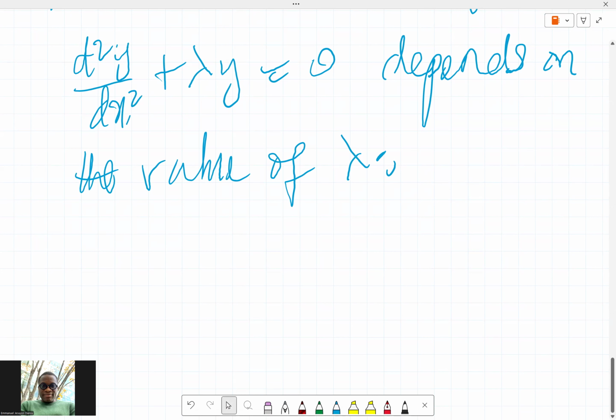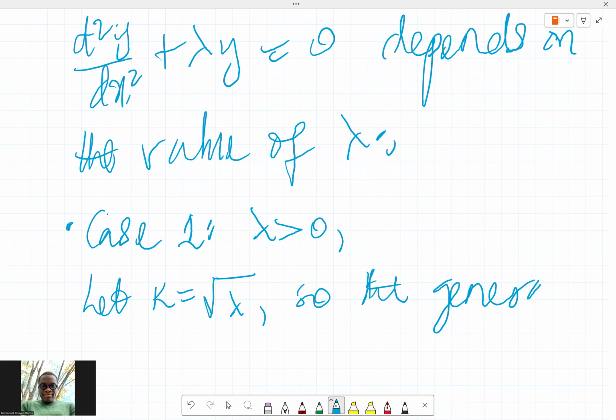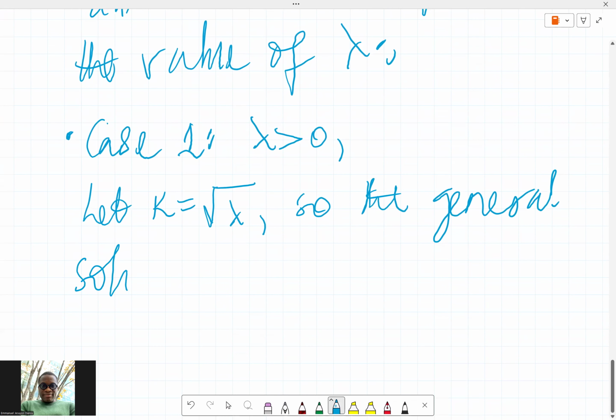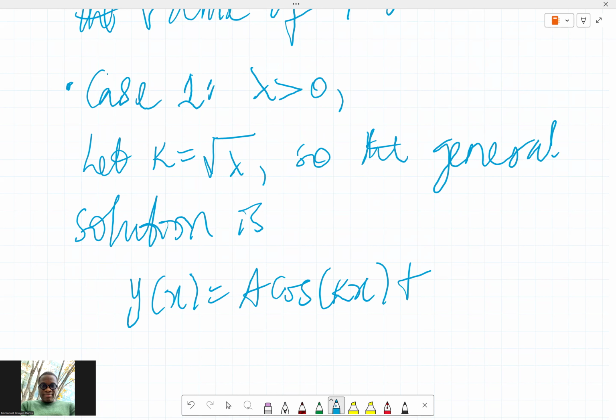So for case 1, if lambda is greater than 0, in that case we say let k be equal to square root of lambda. So the general solution is y of x equals a cos kx plus b sine kx. So that is one possibility right there.